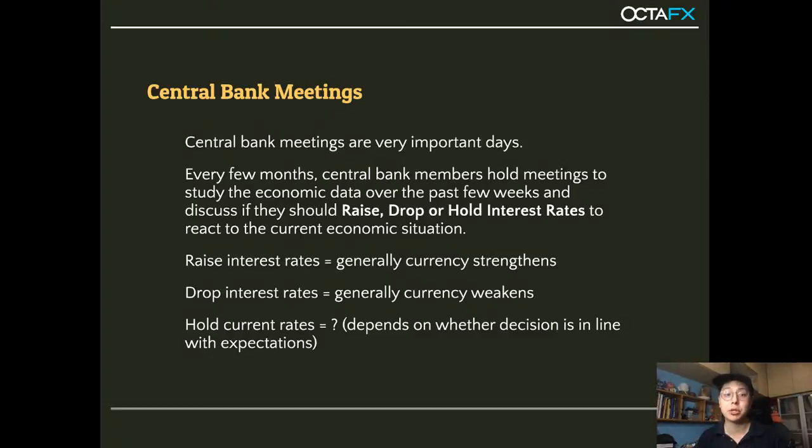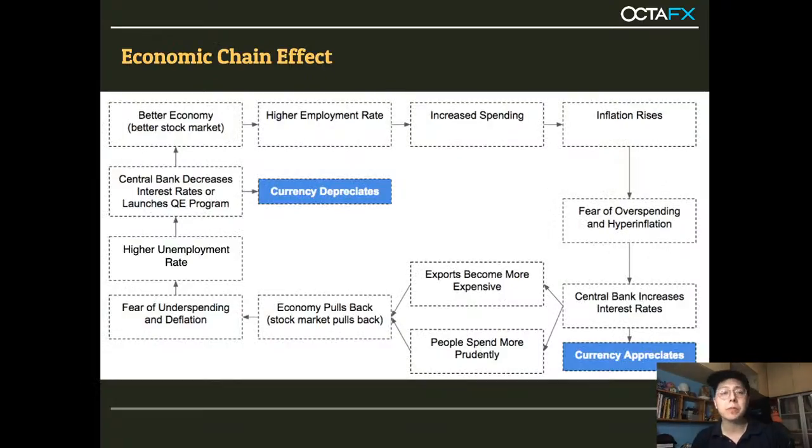Okay, so you understand the big picture. Now, of course, the opposite: if the central bank reduces the interest rate, the currency tends to weaken. Okay, so raise rate, currency strengthens; drop rate, currency weakens. Okay, so this here, if you're in front of your computer or laptop, you might want to take a screenshot of this, or take a photo of it, because this is a very good summary of the economic chain effect and how the economy is going to affect your currency.